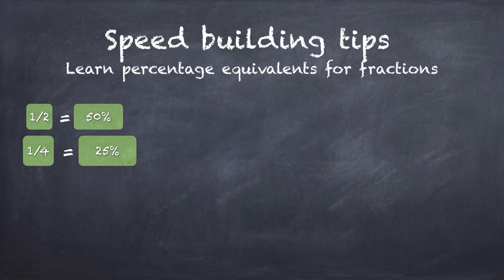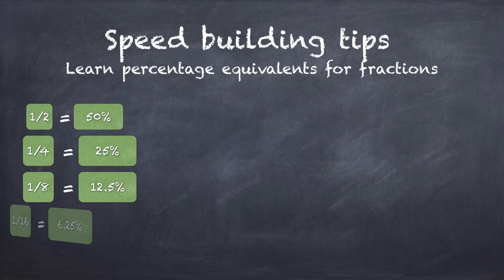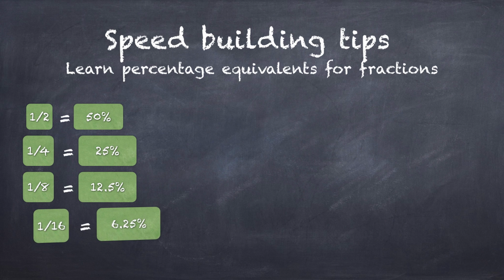Now I'll just start dividing by 2 on both sides. So 1 by 2 divided by 2 gives me 1 by 4, and 50 by 2 gives me 25. So it's a very easy enough calculation. That means if I remember half as 50%, remembering 1 by 4 as 25% is not too much of a problem. 1 by 8 would be 12.5%. Same logic, divide both sides by 2. Keep following the process. So 1 by 16 would become 6.25%. 1 by 32 would be 3.125%.